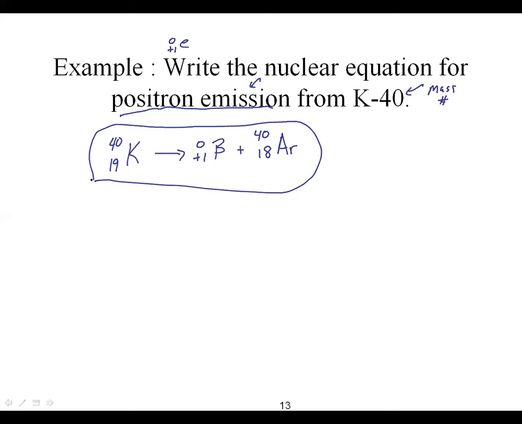Again, remember, a balanced nuclear equation means that the mass numbers on the left, when you add them all up, equal all the mass numbers on the right. And same thing with our atomic numbers on the left. When you add them all together, it equals the atomic numbers on the right. Any questions on that one?